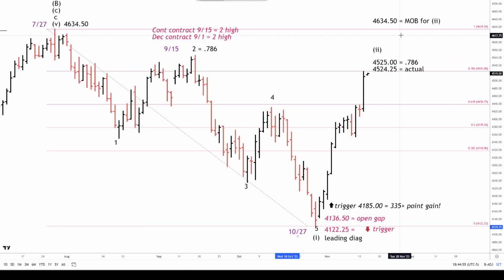Wave 2 cannot retrace more than 100% of wave 1. Wave 1 began up here at 46.34.50. So that is the make or break for this wave 2.